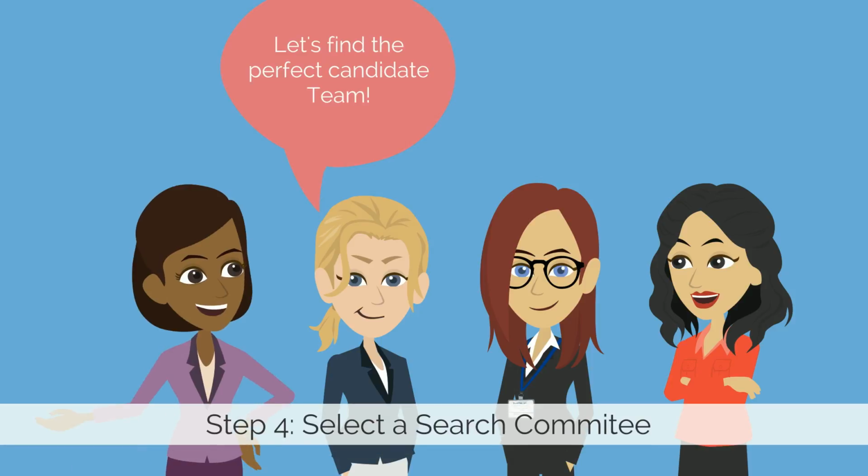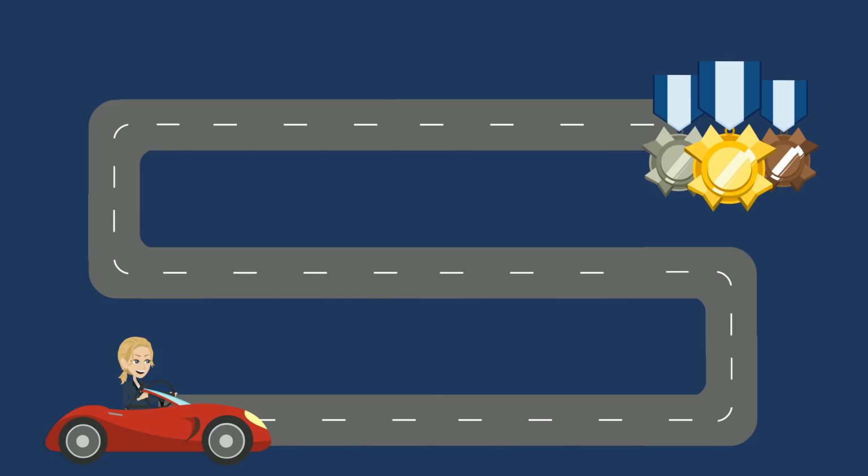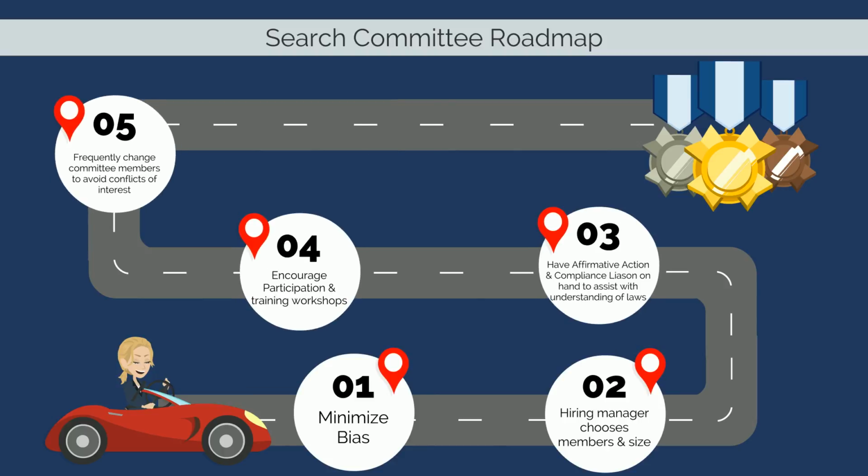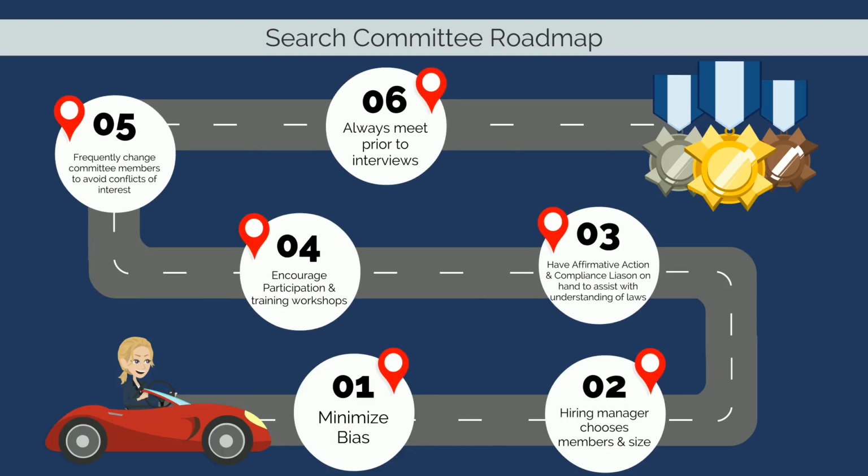Step 4. Select a search committee. After you have identified your vacancy and developed your position description along with your recruitment plan, we will now talk about selecting a search committee. The point of a search committee is to minimize any potential bias for a particular candidate. Not all companies utilize search committees, but it is good to know about them should one ever need to be formed. Ultimately, the hiring manager will identify the members of the committee, ensuring its diversity.